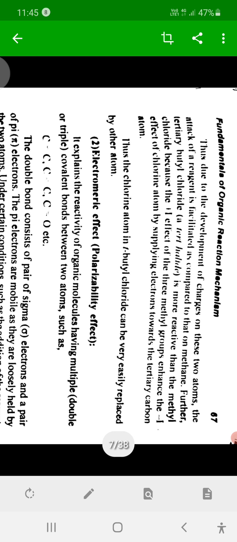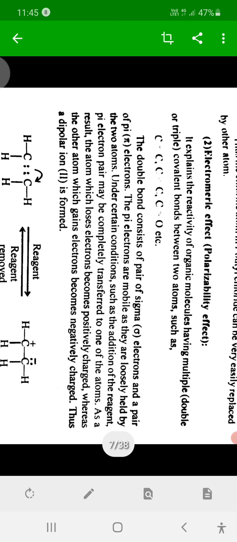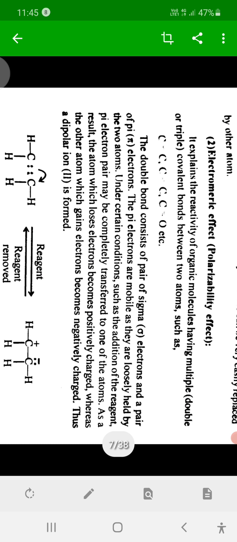Then the next effect is electromeric effect or polarizability effect. Okay, we will discuss that in the next lecture.